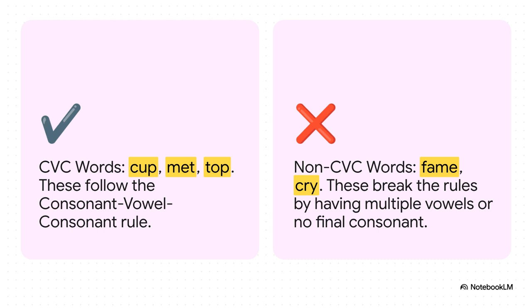But honestly, sometimes seeing what breaks the rule helps you understand it even better. Look at fame. See that? It's got two vowels, the A and the E. So, nope, not CVC. Or a word like cry. The Y acts like a vowel here, and there's no consonant at the end. By seeing what doesn't fit, it makes the CVC pattern itself crystal clear.